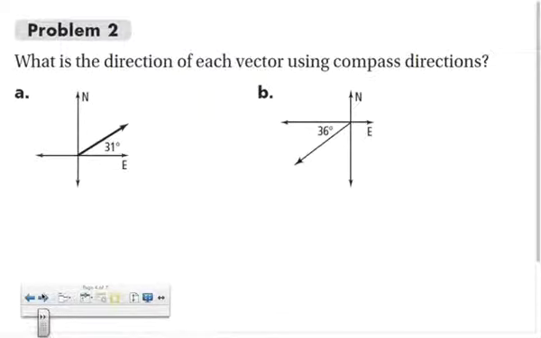So in that context, taking a look at part A of problem 2, does someone have an idea of how I would describe that angle, that direction? Yes. It is north of east. Fantastic. It is 31 degrees north of east.